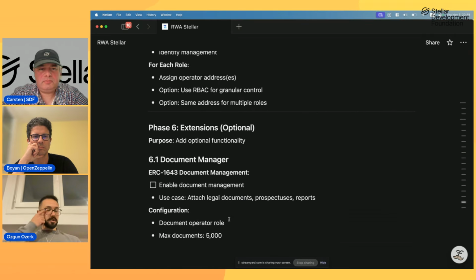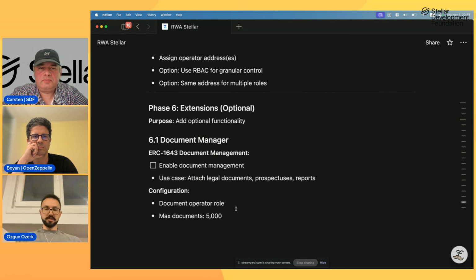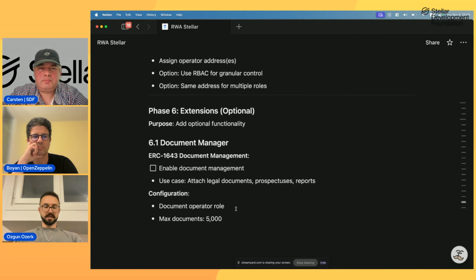We now only provide one extension for RWA, which is Document Manager. It enables you to attach some legal documents, etc., to your token. Of course, we do not store the whole document on-chain. This would be inefficient. We are utilizing the hash. And you can also add your own extensions to RWA. That will be it for the RWA.